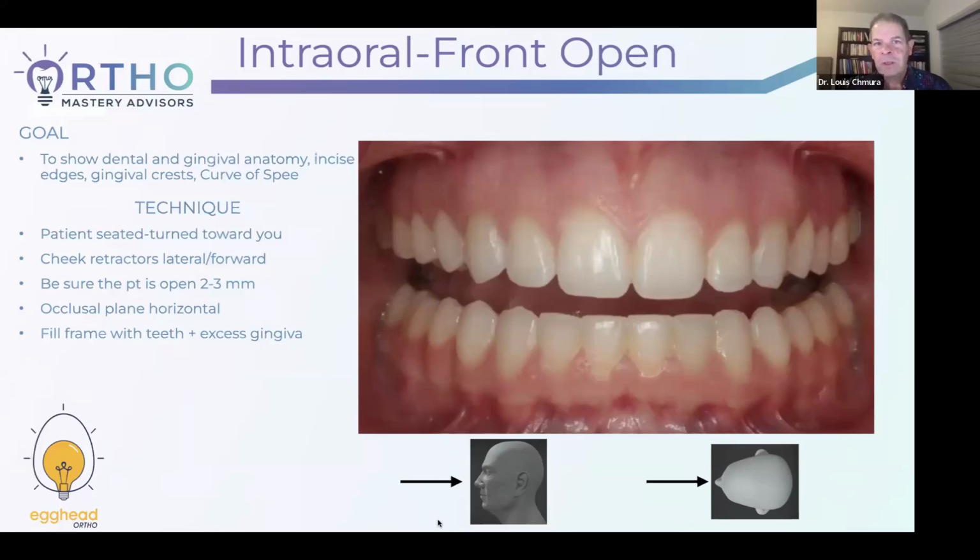The final second one is the intraoral with the front open. And really, this is the same as the last one, only with them open a little bit. And all you're looking for here are the incisal edges. What's going on with the uppers? What's going on with the lowers? What are the connectors? What are the line angles?